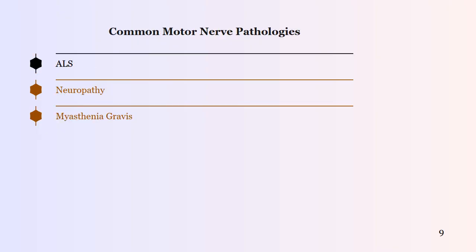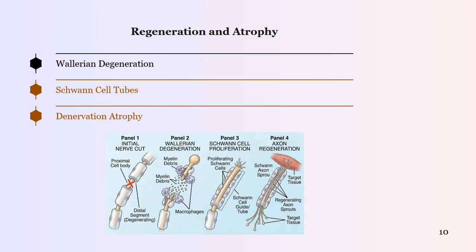9. Common motor nerve pathologies. ALS, amyotrophic lateral sclerosis, is a progressive disease that causes the degeneration of both upper and lower motor neurons. Neuropathy. Damage to peripheral motor nerves can lead to muscle weakness, fasciculations (twitching), and eventual atrophy. Myasthenia gravis, an autoimmune disorder that disrupts the communication at the neuromuscular junction, causing rapid muscle fatigue.